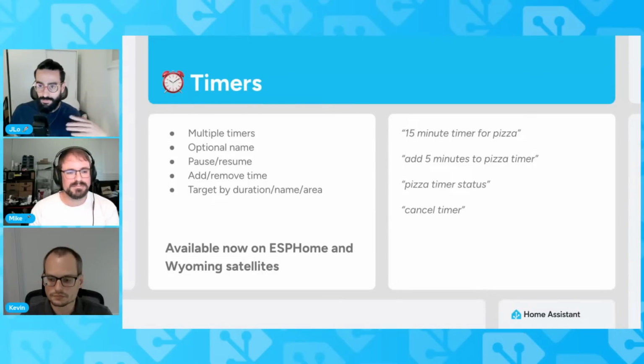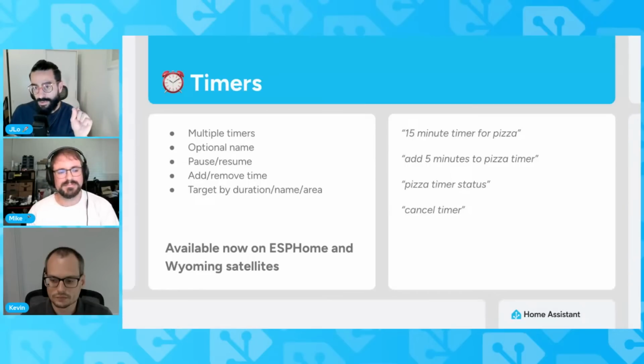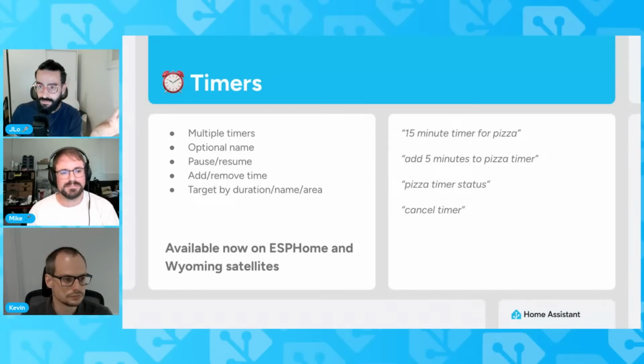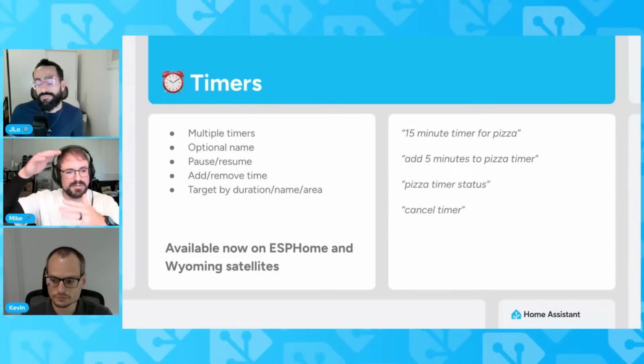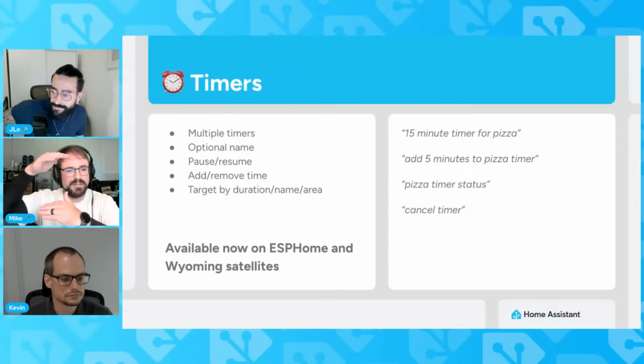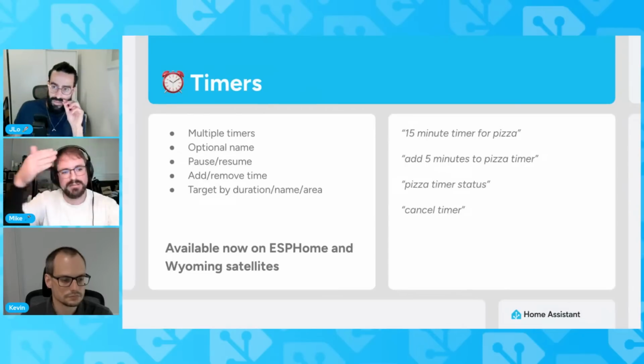You can target the pizza timer, the whatever timer, or by area, which means that if you have a voice assistant in the kitchen and you say set a 5-minute timer, and you go somewhere else in your house and you don't remember its name or its duration, you can just say cancel the kitchen timer. And the satellite itself, the area and floor that it's on, can be used to disambiguate. So if two people set timers in different rooms in the house, and you say cancel my timer downstairs, it will cancel the one down there and not mess with the other person's.